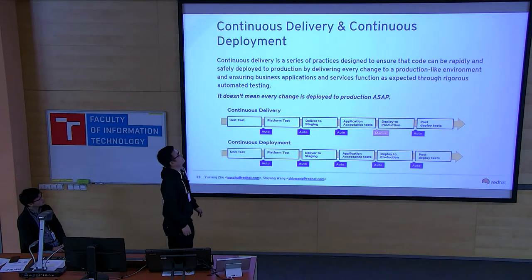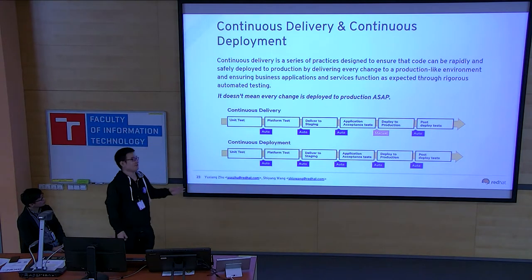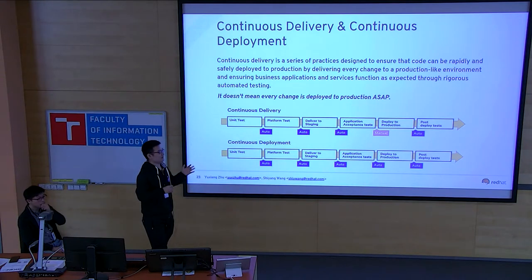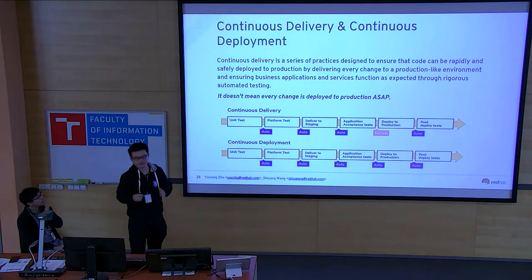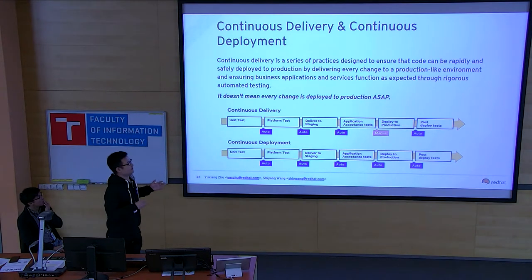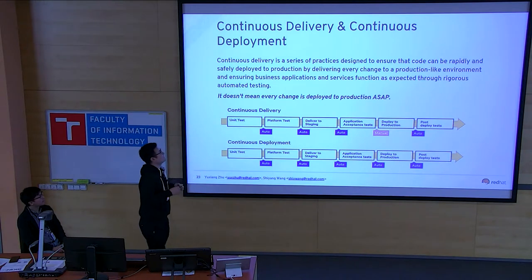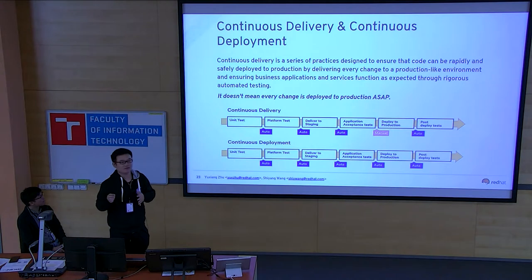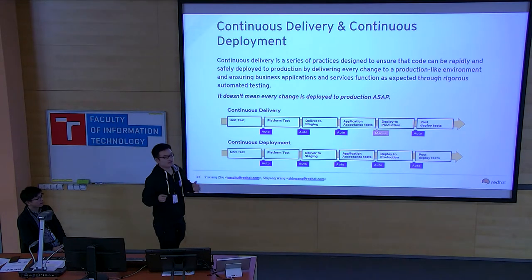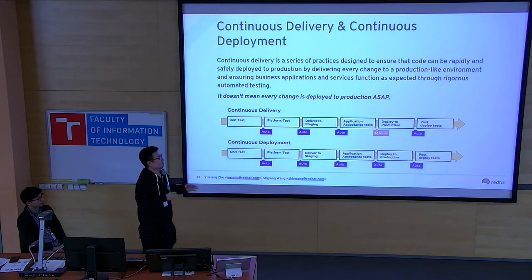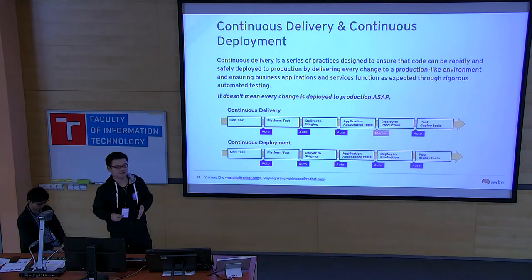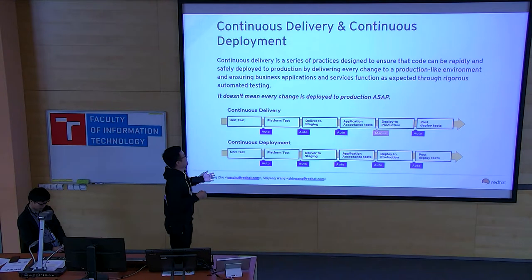So now the concept of continuous delivery comes into play. Continuous delivery is also a development practice, an extension to the concept of CI, which requires developers to rapidly deliver their changes to a production-like environment and run automated tests to ensure that if we deploy the new version of the software into real production, it will be fine.